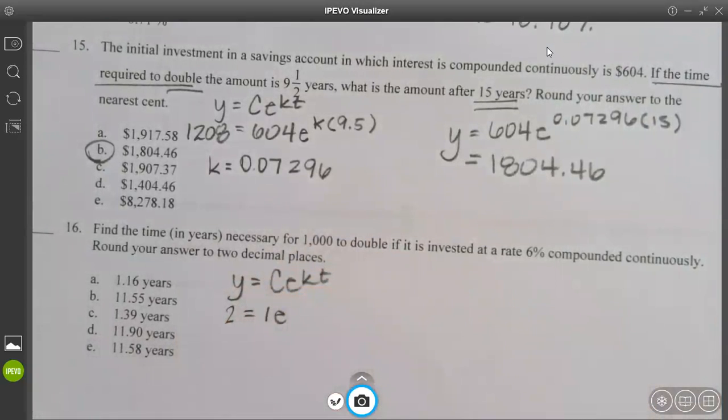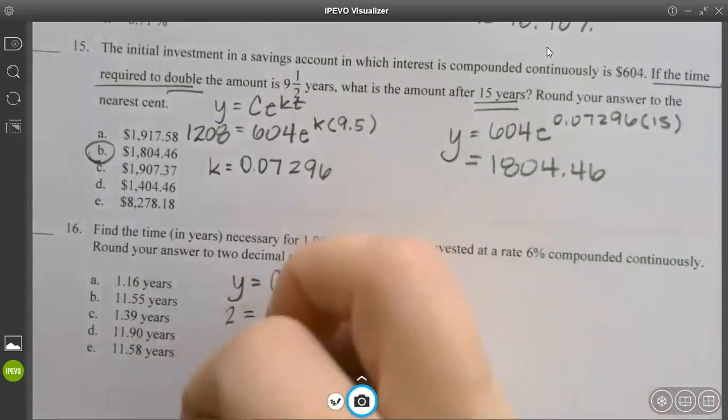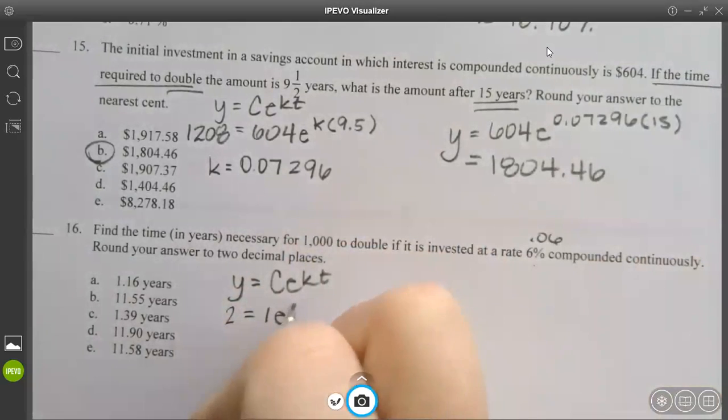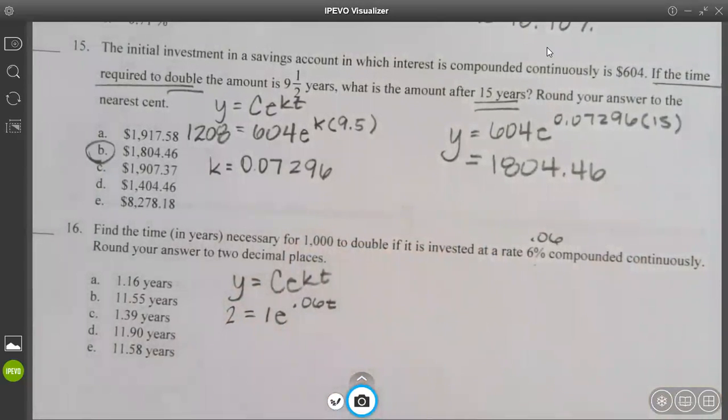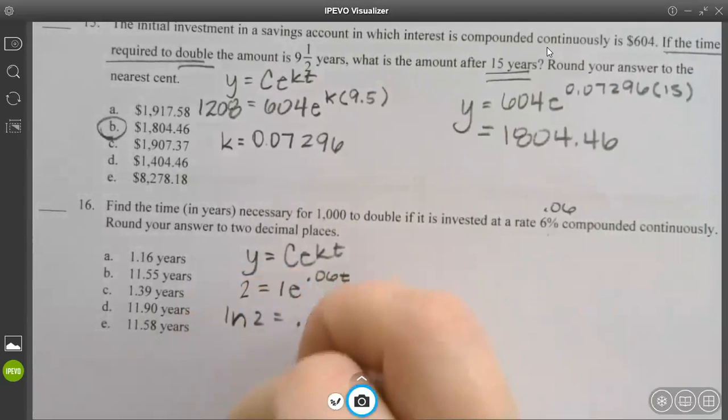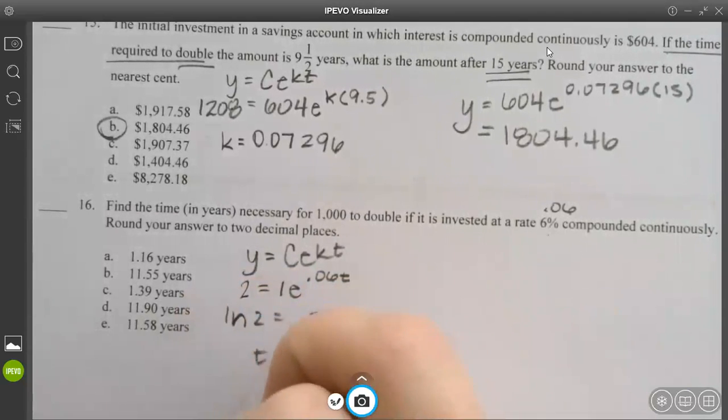What's our rate? How do I write 6%? Perfect. To the T. And then we just gotta solve it. How do we solve it? ln and then divide by 0.06, right? So we would do ln 2 equals 0.06 T, divide by 0.06, and we get 11.55.